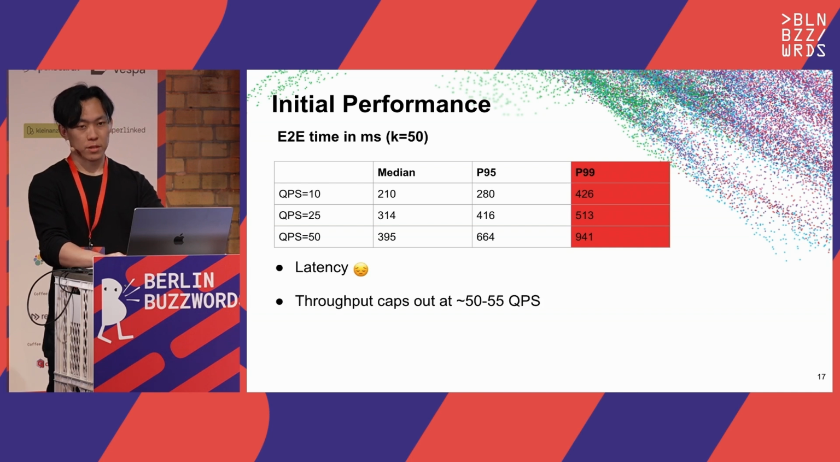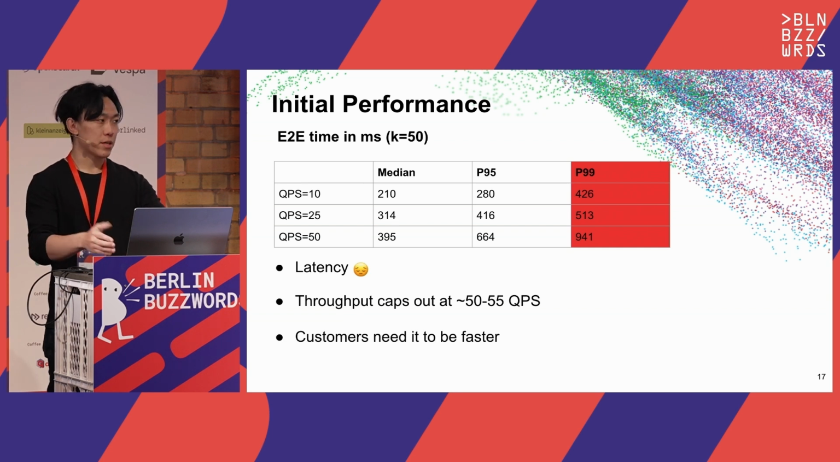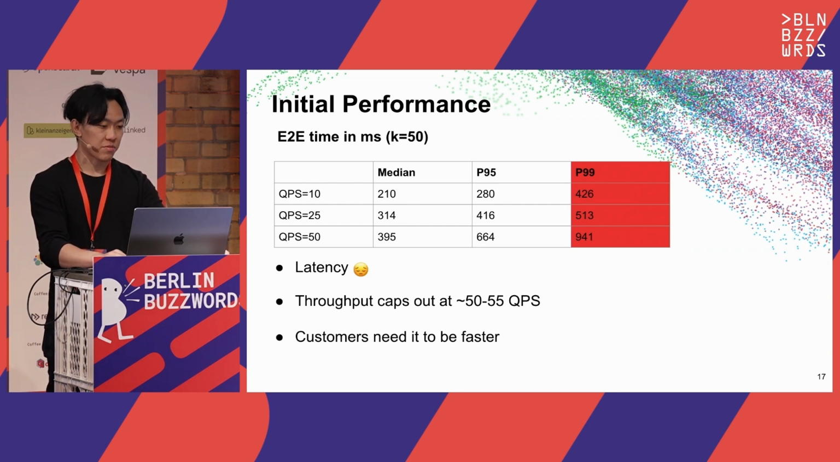In fact, the throughput tends to cap out at around 50 to 55 queries per second. Once we pass that 50 queries per second, the P99 goes from almost 1 second to quickly becoming multi-second, and it quickly becomes untenable. But more so for this application team, it just does not meet the customer needs. The application requirements are just, it needs to be faster.